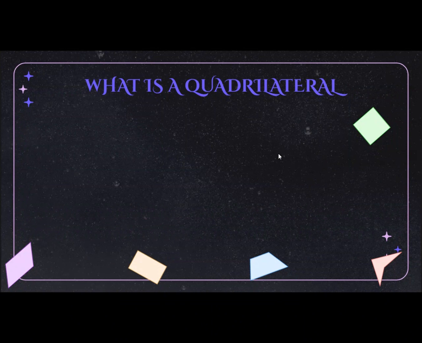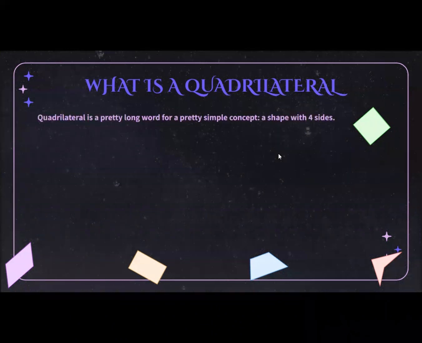So quadrilateral might seem like a pretty long word for a simple concept. It's pretty much just a shape with four sides, and that's it. If it has four sides, then it's a quadrilateral.